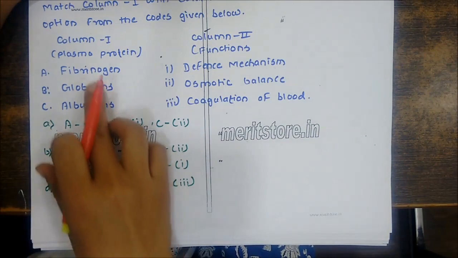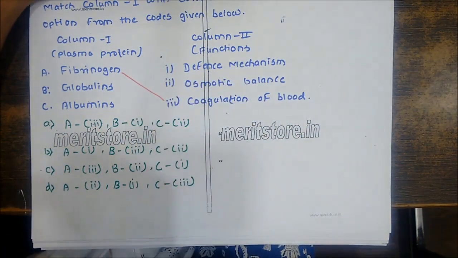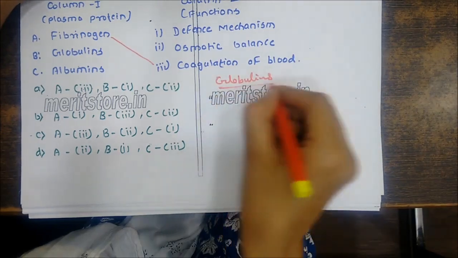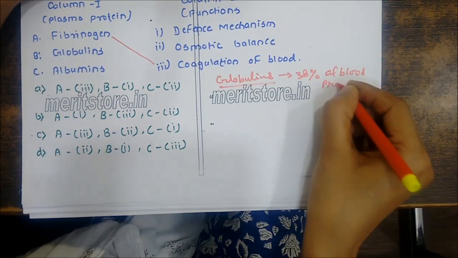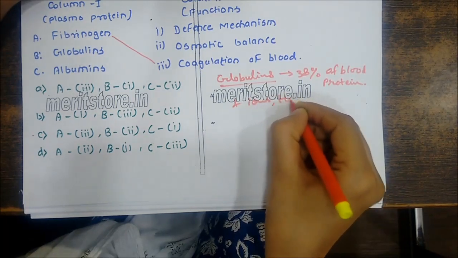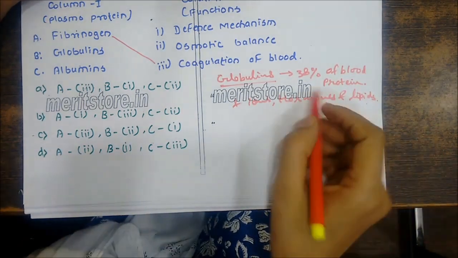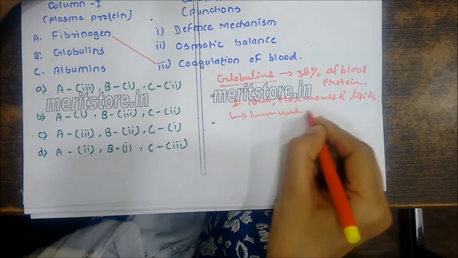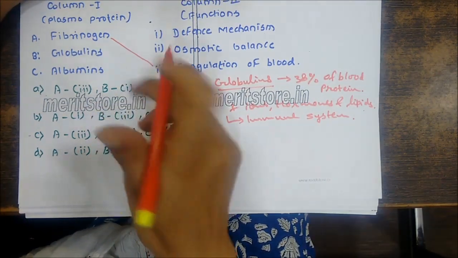As we know, the function of fibrinogen is coagulation of blood. So A will go to the third. Now globulins. Globulins are the proteins present in the blood. It makes 38% of blood protein, and transports ions, hormones, and lipids. These all things make the immune system, so the function of globulin protein will be defense mechanism.